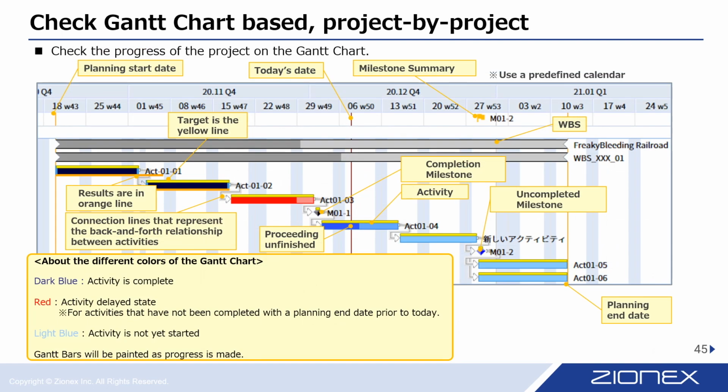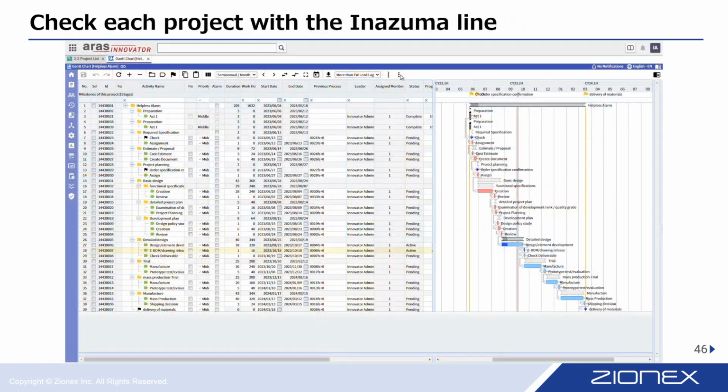The Gantt chart employs various types of bars to convey information effectively. Red for delays, dark blue for completion, and light blue for activities that have not been started yet. This color-coded system enhances the visibility to project status. The project manager accesses the Gantt chart screen to monitor progress, using Inazuma lines as a visual aid to track and assess project advancements.